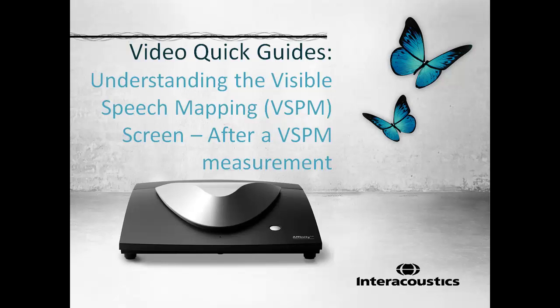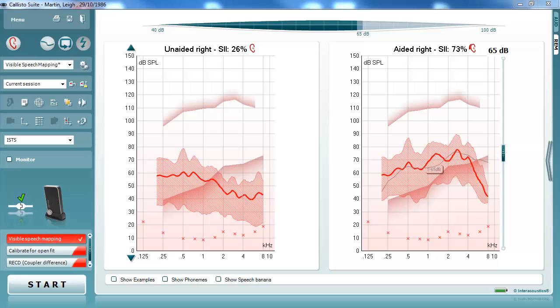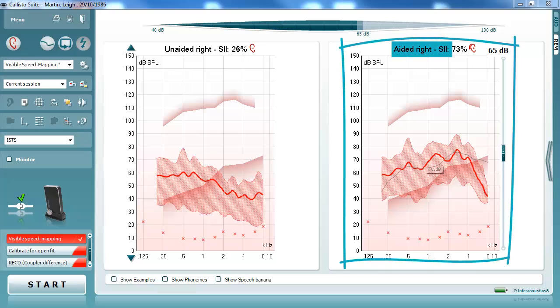This quick guide video provides an overview of the elements shown in the visible speech mapping screen after a measurement has been performed. When a VSPM measurement is taken, we can see responses are generated on both the aided and unaided graphs. Let's focus on the aided graph first.